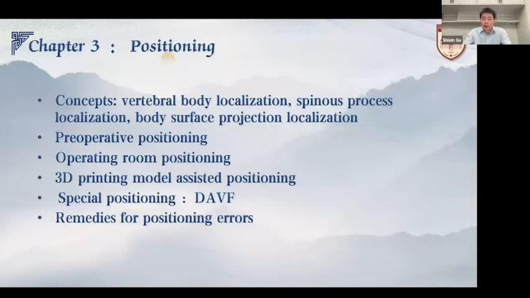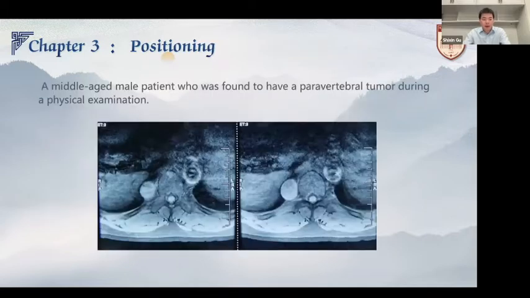Then, for patients with difficult positioning, I suggest a 3D print model can be made before surgery to help us. The worst case is there is no 3D printer, or the cost of printing is considerably too high. I'm here to teach you a simple way. This is a male patient. Physical examination revealed a paravertebral tumor.